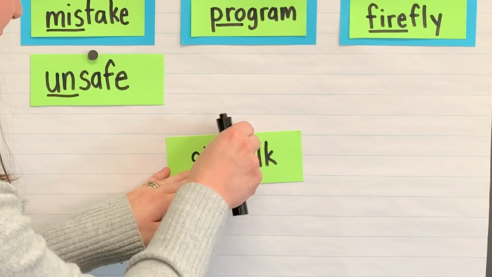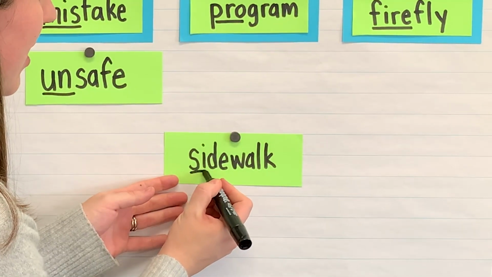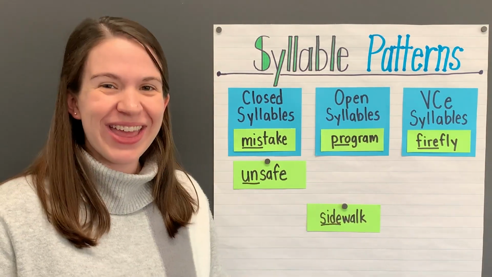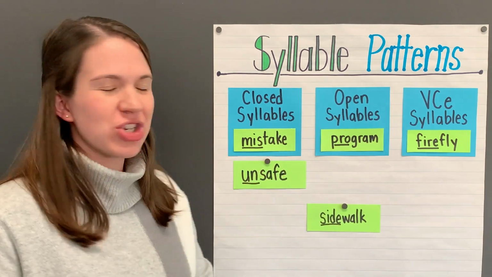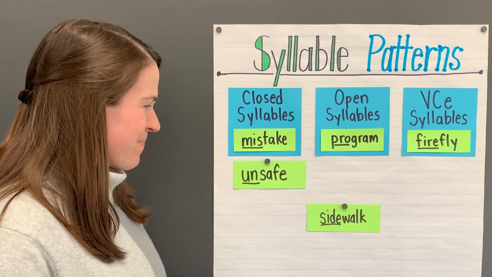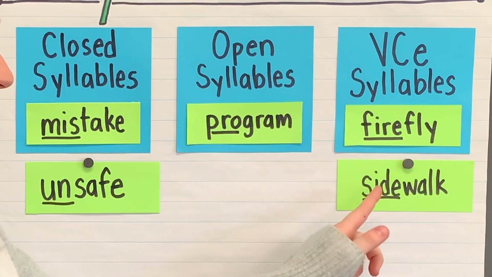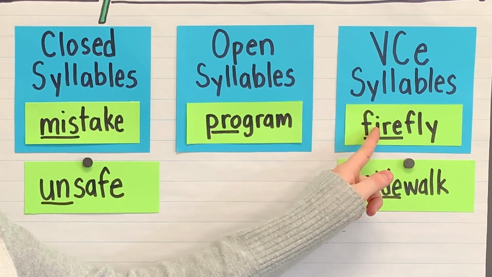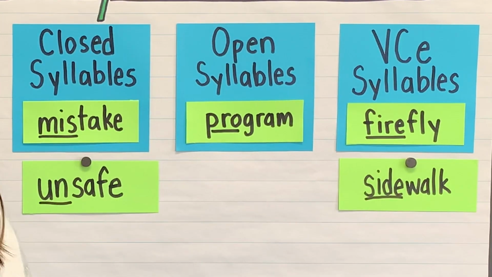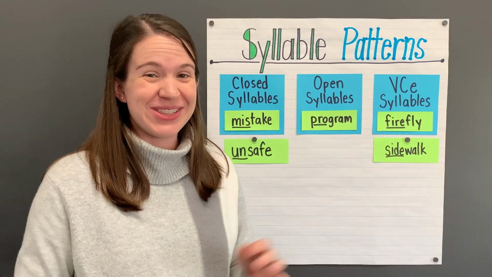Let's try this with a different word. Here we go. This is our second word. When I look at this word, the first syllable I see is side. I see a pattern in this word that helps me know which column I should sort it into. Where do you think you would put this word? This goes to the vowel consonant E column because we have a vowel, just like in fire, followed by a consonant, followed by an E. Let's read this word together. Sidewalk, sidewalk. This word is sidewalk.